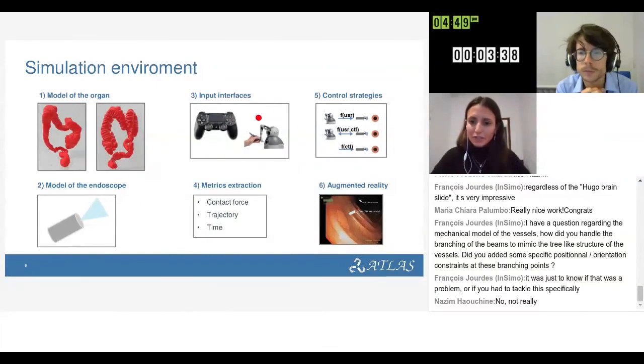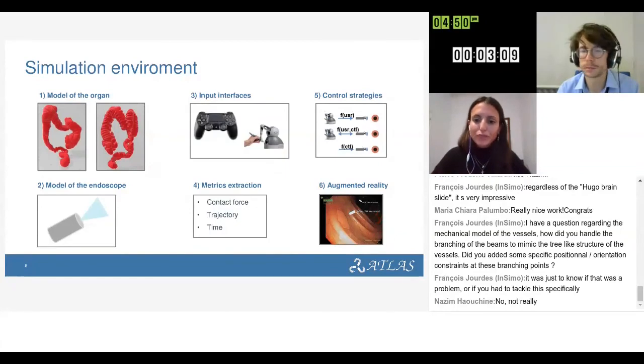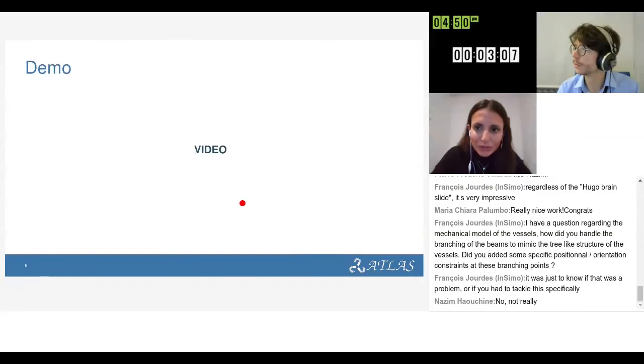Then having different input interfaces, different control strategies from manual to more autonomous tasks, and being able to extract different metrics, which will be used to evaluate the performance, and so decide what is the best solution, the best human-machine interface. And then I also need a module for augmented reality in order to convey information visually. Here I show you the video of the demo.